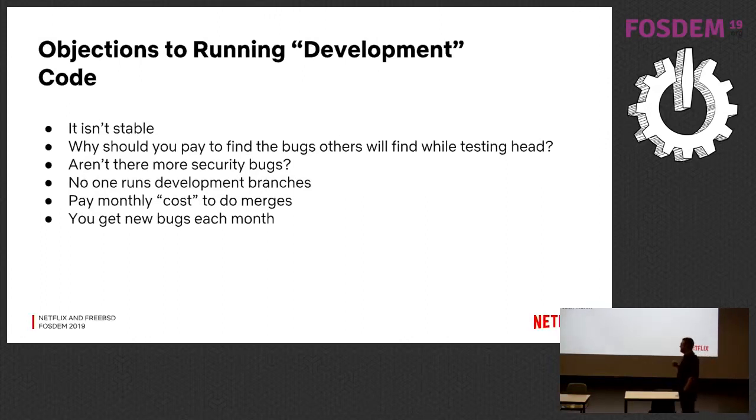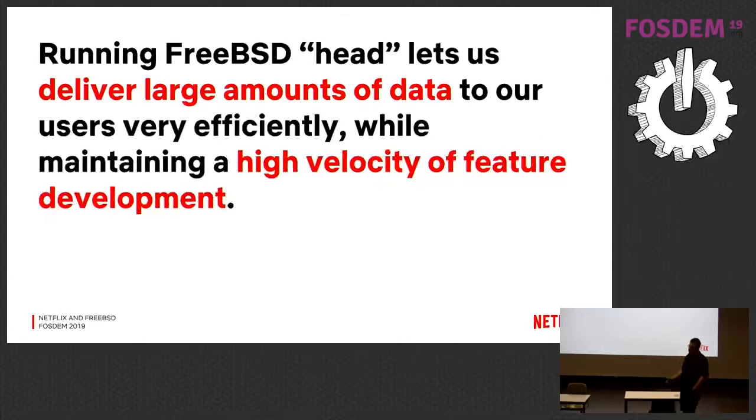And it's counterbalanced by the new features we get as well. So in conclusion, running FreeBSD head has been really good for Netflix. It lets us deliver very large amounts of data throughout the internet very efficiently while maintaining a high degree of feature velocity. We've found FreeBSD head to be very stable.